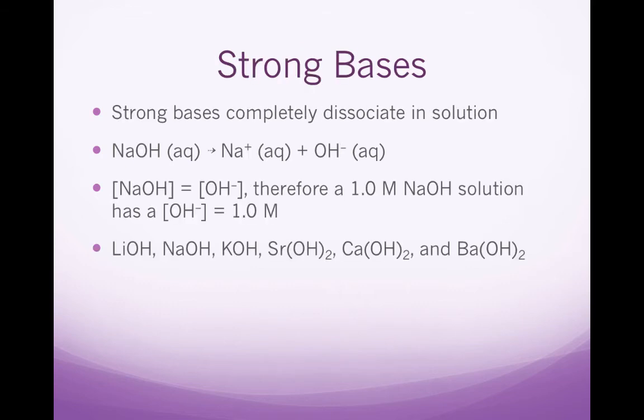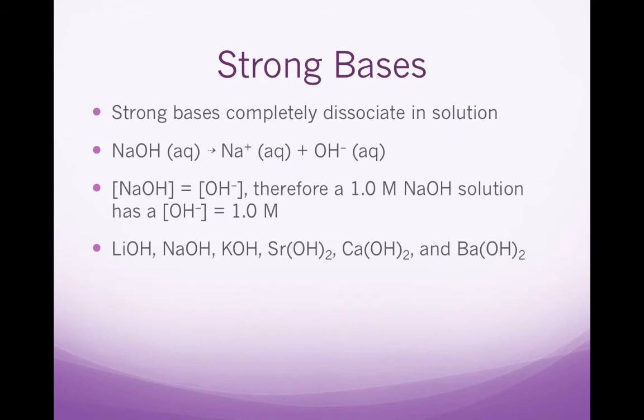So strong bases completely dissociate in solution. So, for example, sodium hydroxide will completely dissociate into sodium and hydroxide ions. So again, these are analogous to strong acids. We know that since it completely dissociates, the concentration of sodium hydroxide equals the concentration of hydroxide ions. So if we had a 1 molar sodium hydroxide solution, we have a 1 molar hydroxide ion solution. And again, this is very important and very helpful.